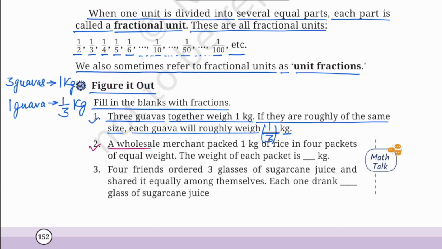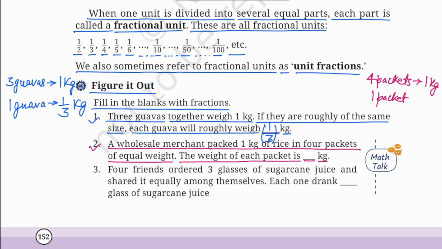2. A wholesale merchant packed 1 kilogram of rice in 4 packets of equal weight. The weight of each packet is dash kilogram. 4 packets weigh 1 kilogram. Then 1 packet will weigh 1 upon 4 kilogram.